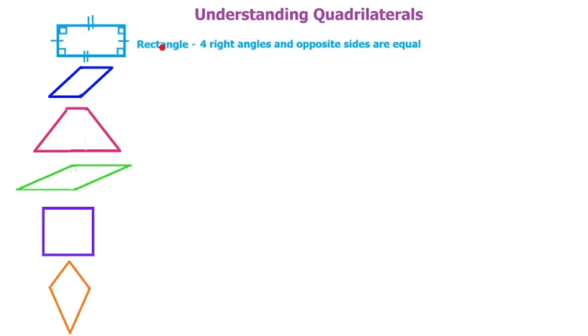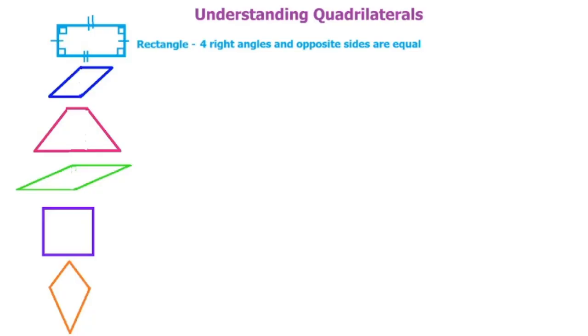This is a rectangle. It has four right angles and opposite sides are equal. So four right angles, that's what these little boxes are, and opposite sides are equal, okay? This one is equal to this one is equal to this one. That's what those lines mean.